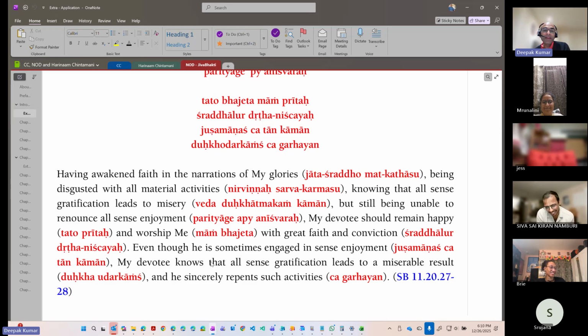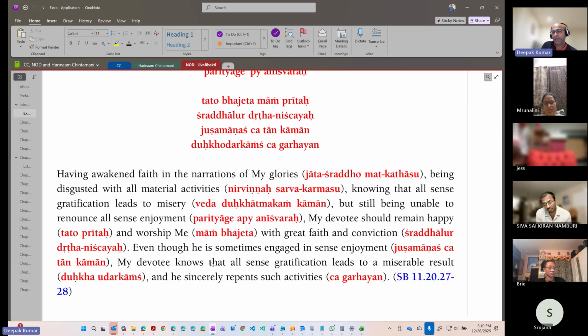Even though he's sometimes engaged in sense enjoyment. Everybody agrees that we do get indulged in some sense enjoyment sometimes. Somebody likes his wife, or somebody likes her husband, and spends time together, right? My devotees know all sense gratification leads to a miserable result. I would agree with that. And he sincerely repents such activity.